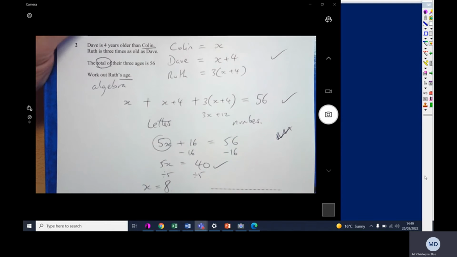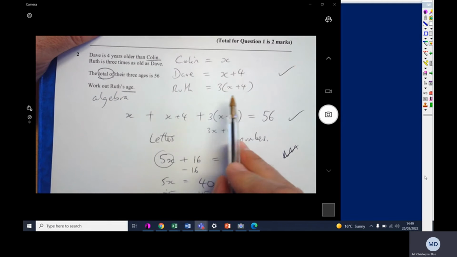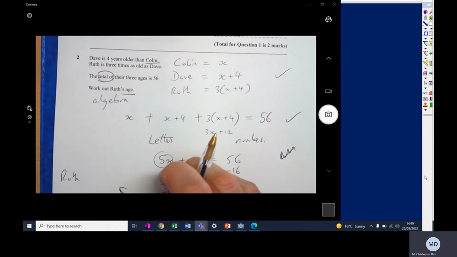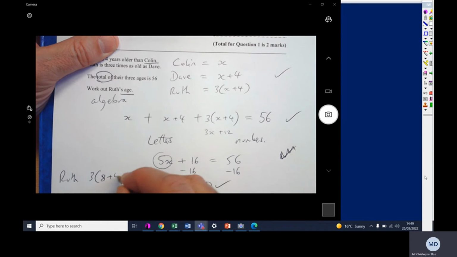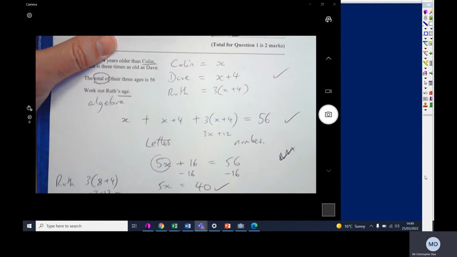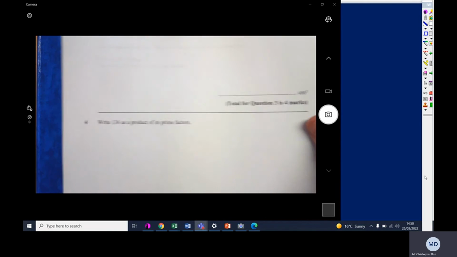But did it ask me X? No, it asked me Ruth's age. So Ruth is 3 times X plus 4 in brackets. So Ruth is 3 lots of 8 plus 4, which is 3 12s. So Ruth is 36. So the final answer was 36. Let's move on. Question 3.